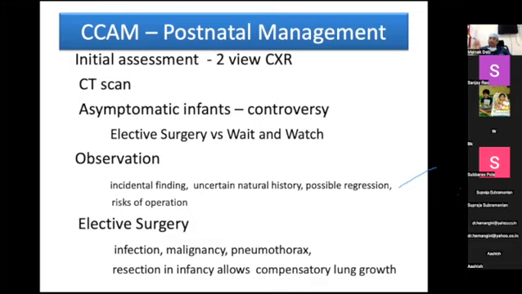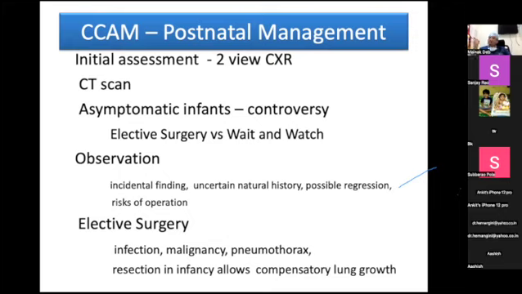The arguments put forward in favor of an elective surgery are that a large number of them will eventually become symptomatic and develop infections. Pneumothorax can be a potentially life-threatening complication of CPAM, and resection in early infancy allows the baby to take full advantage of the alveolar phase, which continues into 3 to 4 years of age, and maximize his or her lung growth. Now, the other group, the observation group, seems to counter all those arguments with equally convincing arguments.